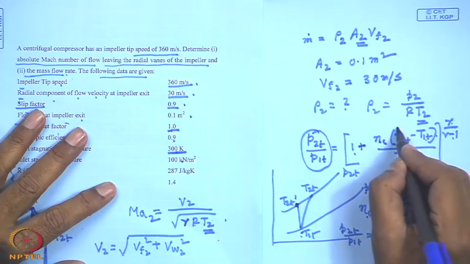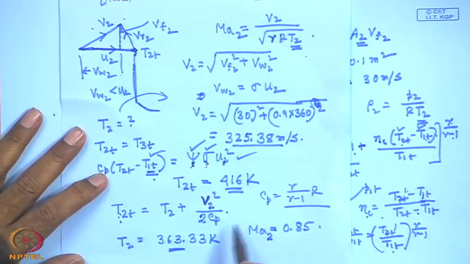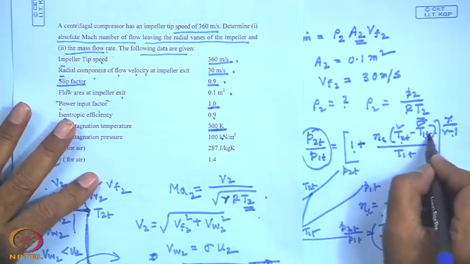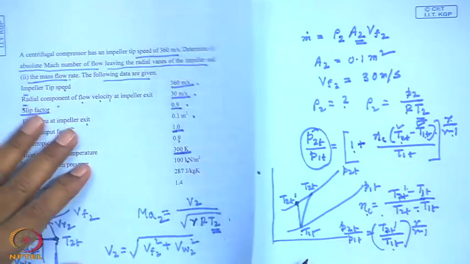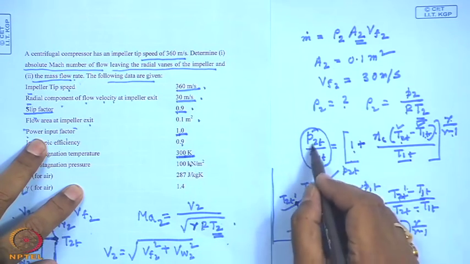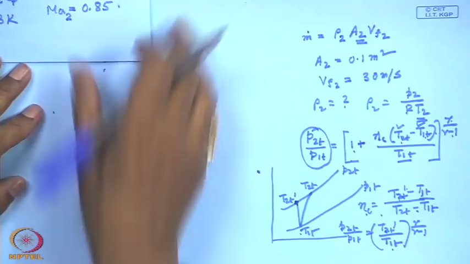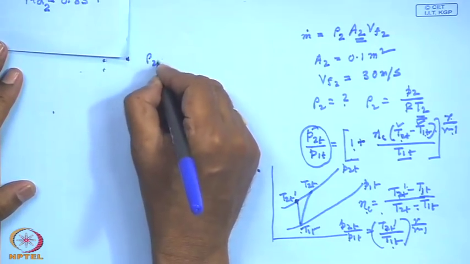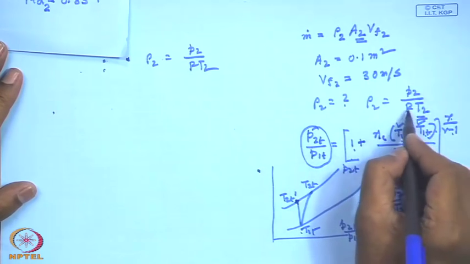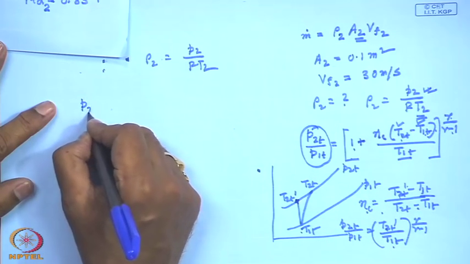Now, you already know T2T, which is 416 K, and T1T is 300 K, given. Eta C is given in the problem as 0.9. So, everything is known, and you find P2T. Now, after knowing P2T, you have to know P2, because rho 2 is P2 by RT2. So, you have to know the static pressure. Now, how to know the static pressure? By the concept of stagnation pressure.